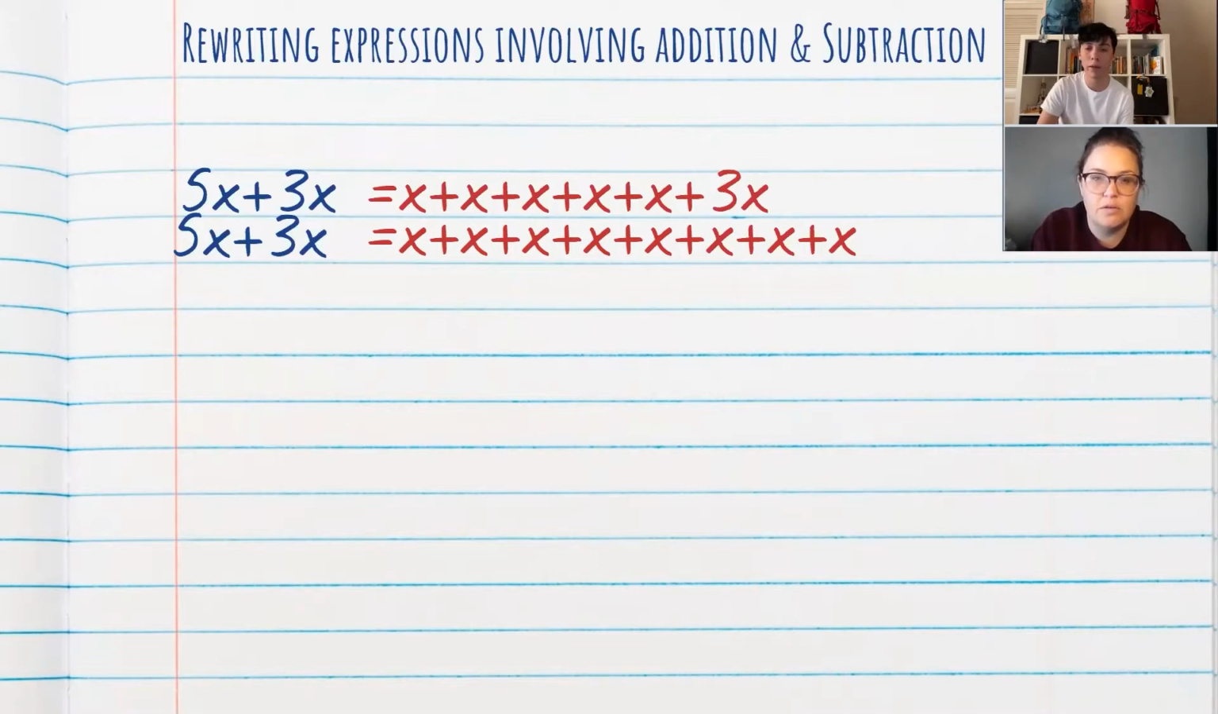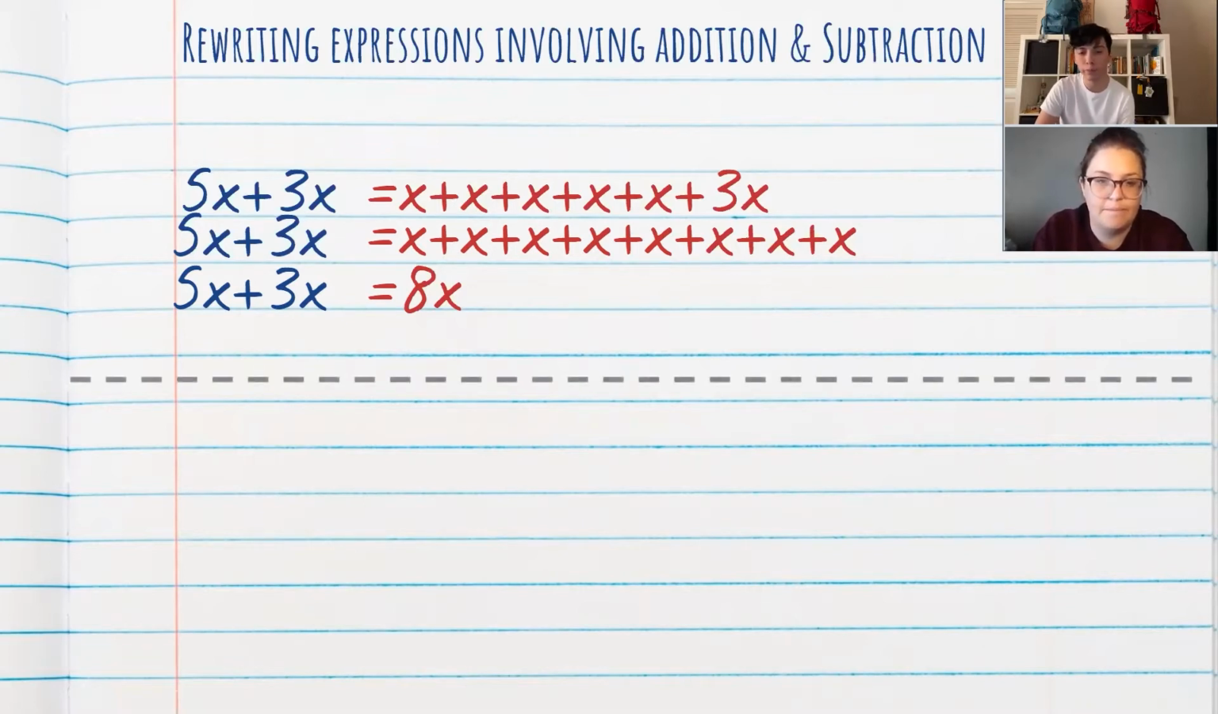And so now that we know how to expand the expressions, how would you simplify all of that? So just like a regular addition problem, we would go ahead and add those all up together. And so we can see that we have 8 total x's. So we would write that as 8x. So the expression 5x plus 3x is the same exact thing as 8x. Okay. Let's look at another expression.